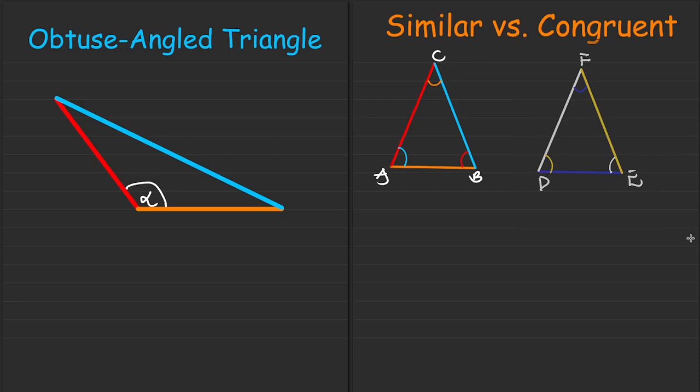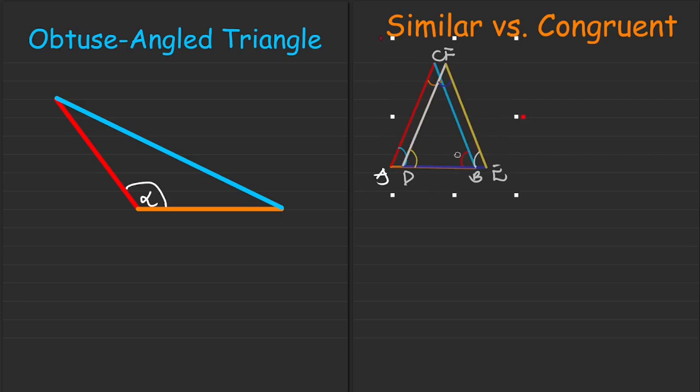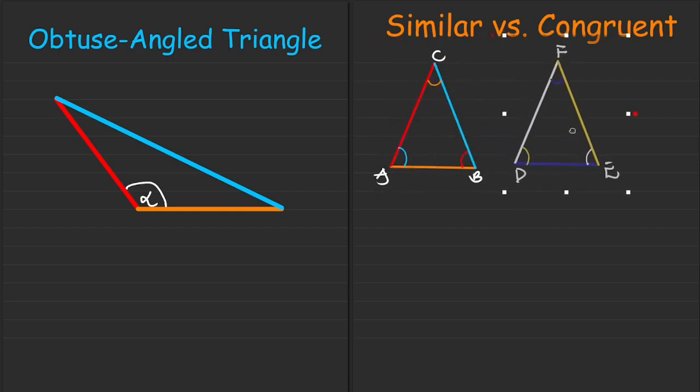If I'm to take triangle DEF and superimpose it on ABC, what do you see? Realize that they are exactly the same. That is, this side is equal to this side, and this side is also equal to this side. That is what we call congruence. So when you superimpose and they look the same, we say they are congruent.